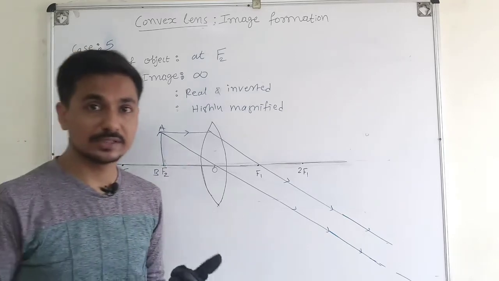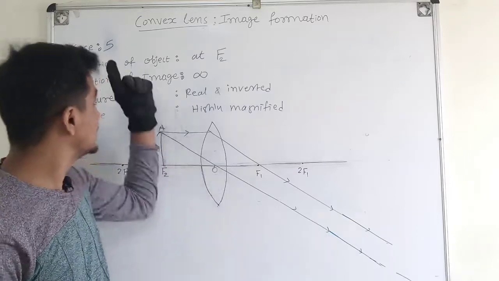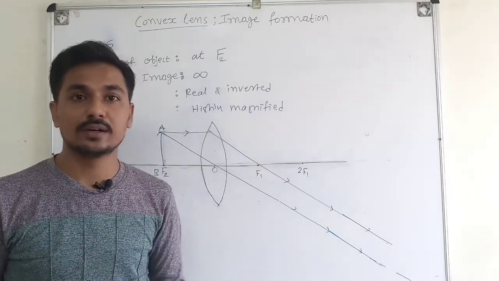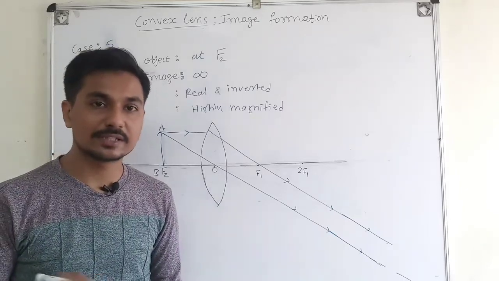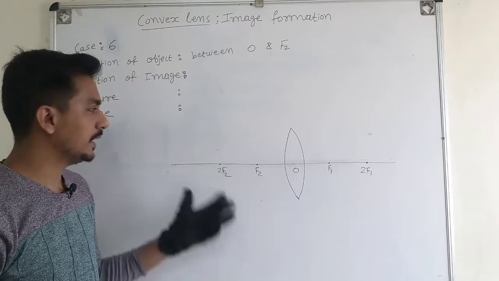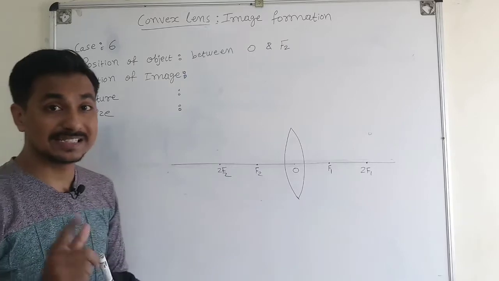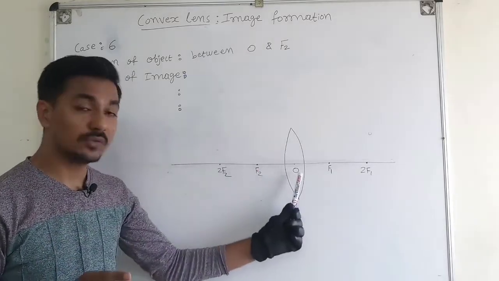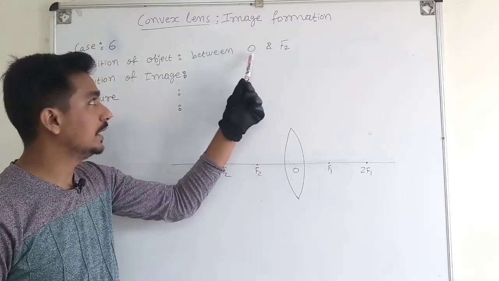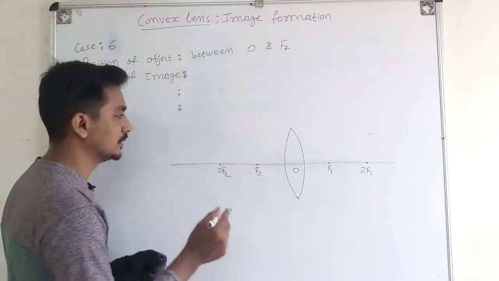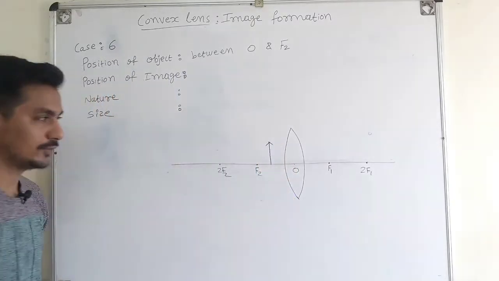Hope you have understood this, and if you have any doubt in this particular case number 5, then you can give comments. Okay, now let us look at case number 6, which is a very interesting case. So here we have case number 6. The object is placed between the optical center and the principal focus, right? Here O is the optical center and F2 is the principal focus.